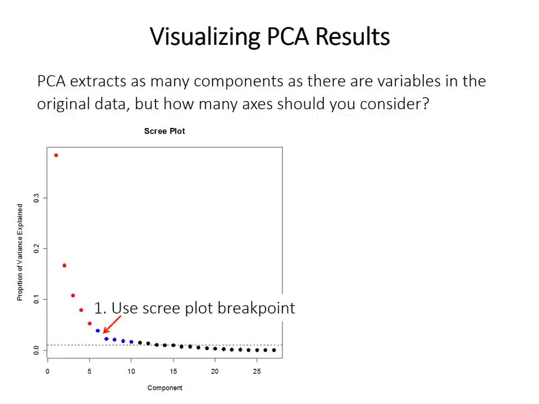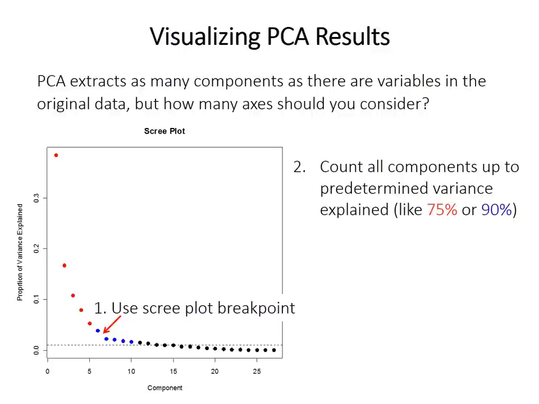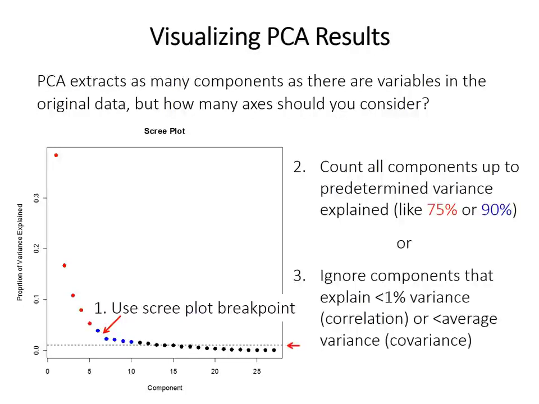You can also potentially look at every component that, when you add them up, sum up to some predetermined amount of variance explained. Like say, I'm going to look at all the components that add up to 75% of the variance or 90% of the variance. Or you could also potentially say ignore any component that explains less than 1% of the variance or less than the average variance. But in reality, people typically just look at the first 2 or 3 components. Those are the most important ones.